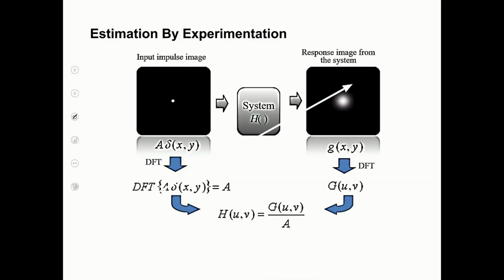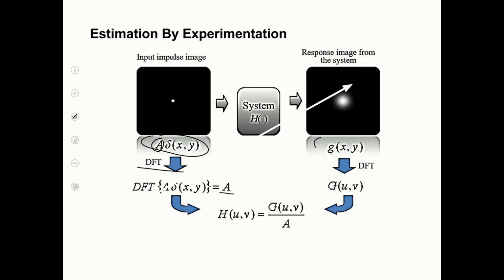You have the input as an impulsive image. What is an impulsive image? This is an impulse with some amplitude, a delta function with amplitude A. The impulse has amplitude 1; the delta function has amplitude A. I take the DFT. The DFT of this will be A. Since we have a delta function, in the frequency domain it will be a constant. You can also use the equations that we have for the DFT to prove it.